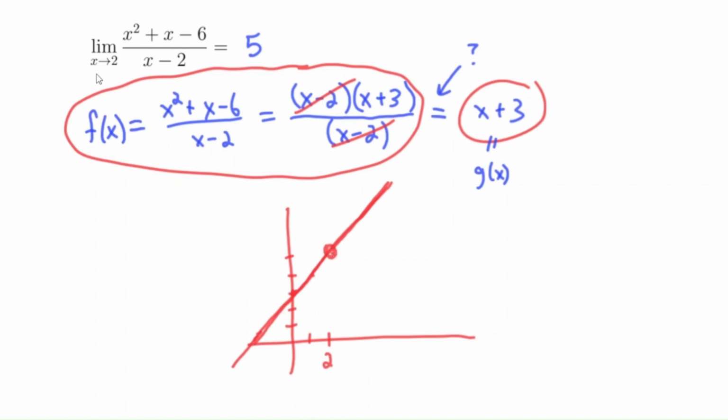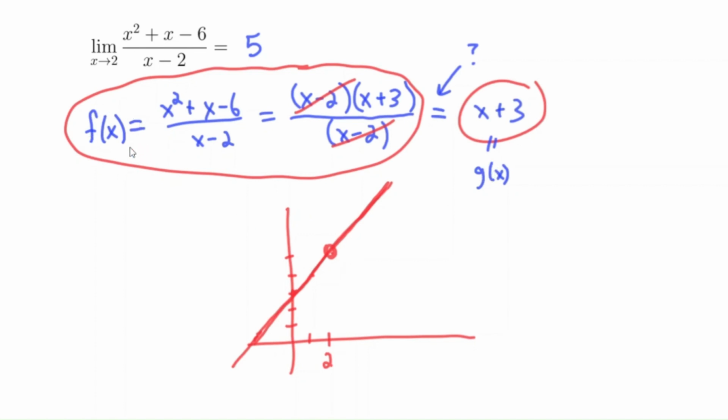But if we're trying to find the limit as x approaches 2 of this function here, it'll be the same thing as the limit as x approaches 2 of this function, where this function has the filled in hole. Because remember, the limit doesn't have anything to do with how the function is defined at 2, only how it's defined near 2. And near 2, but not equal to 2, f and g are the same function. So they should have the same limit.